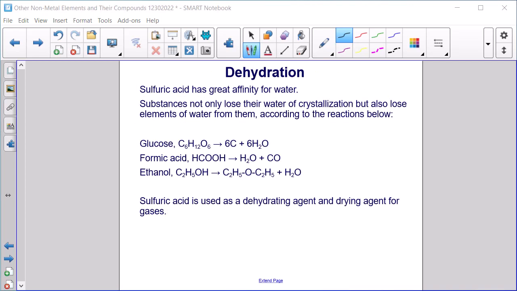Dehydration. Sulfuric acid has great affinity for water. Substances not only lose their water of crystallization, but also lose elements of water from the substances themselves, according to the following. So glucose, C6H12O6, we can remove 6 water molecules from that and are left with 6 carbons. Formic acid, if we remove a water, we're left with carbon monoxide. Ethanol, if we dehydrate that, remove water, we're left with C2H5, an ether. Sulfuric acid is used as a dehydrating agent and drying agent for gases.